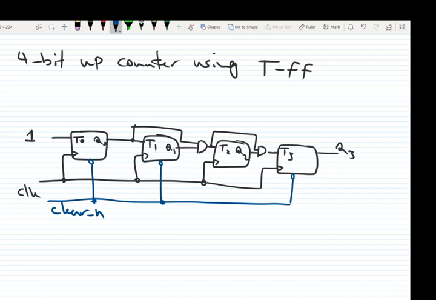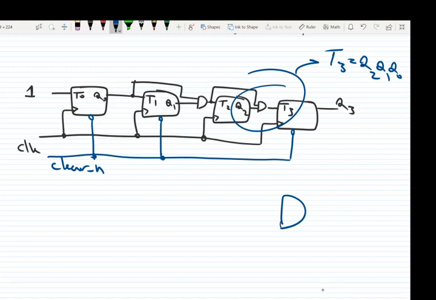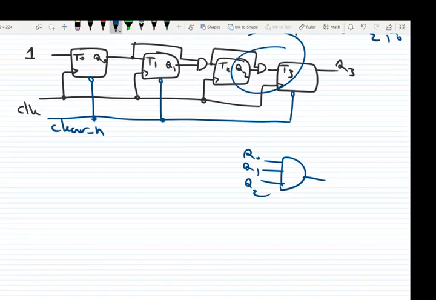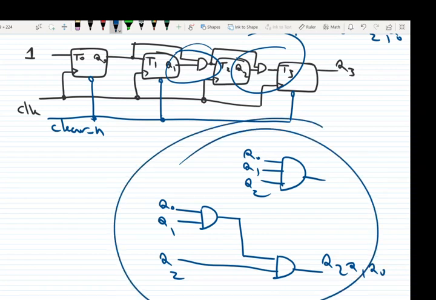Don't forget that for T3, we know that T3 is Q2, Q1, Q0. So instead of using a 3-input AND gate like this, Q0, Q1, Q2, what we did, we already had Q0 and Q1 in the previous stage, and so we used a two-input AND gate to generate Q2, Q1, Q0. Okay, both these two designs are the same.